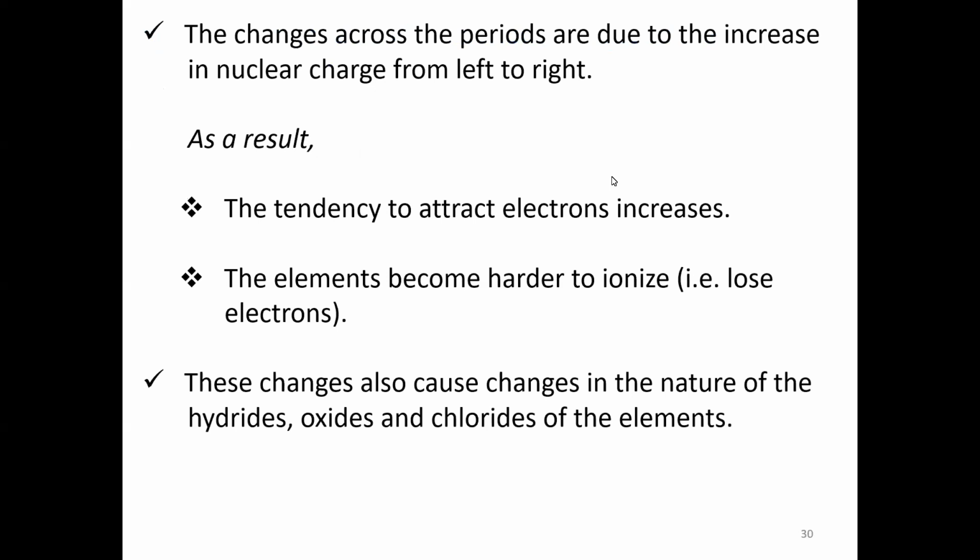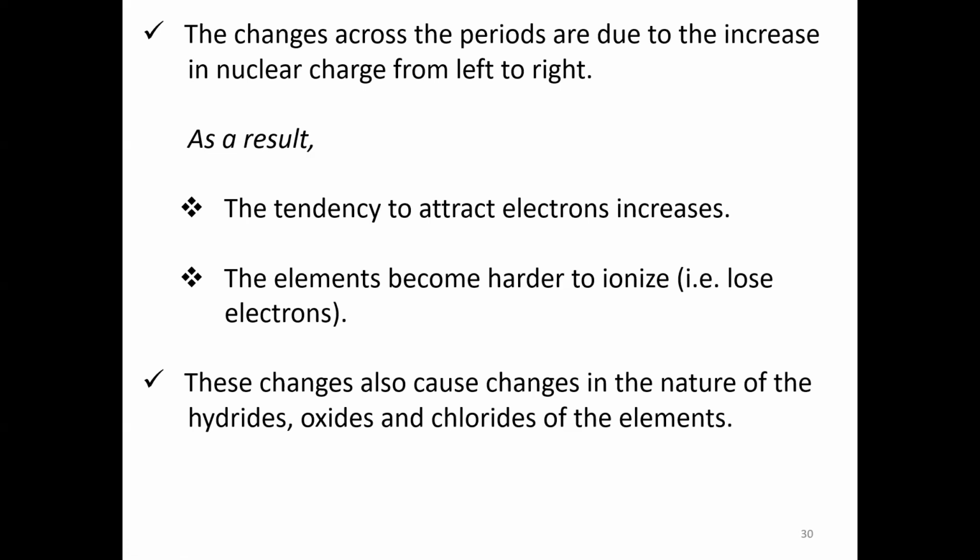Now we look at the changes across the period, that is from left to right. And this is due to increase in the nuclear charge. From our lecture on Monday, we found out that across the period, nuclear charge increases because you are actually adding electrons on the same shell. And as you are doing this, the number of protons and electrons is increasing, so the nuclear pull is increasing. So the tendency to attract electrons actually increases because of increase in the nuclear charge.